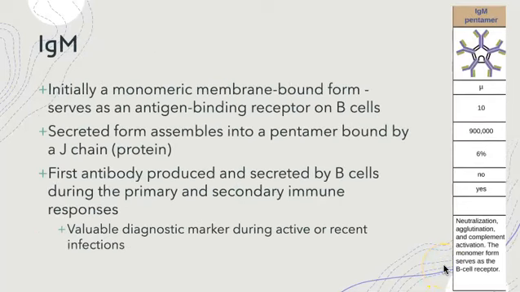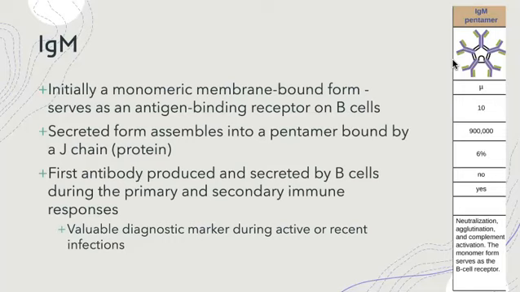Now let's talk about IgM. We can see that we have a shape change here because it is a pentamer. Initially we are going to find this on our B cells as its monomeric membrane-bound form. And it is then going to be secreted and can assemble into a pentamer that is bound by what's known as a J chain, which is a protein.